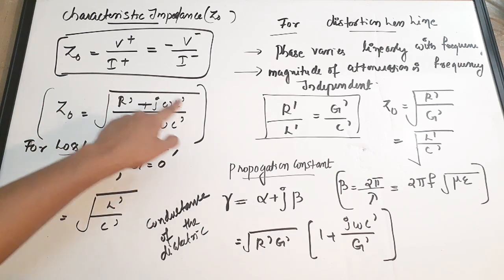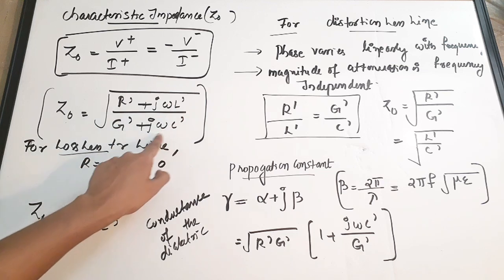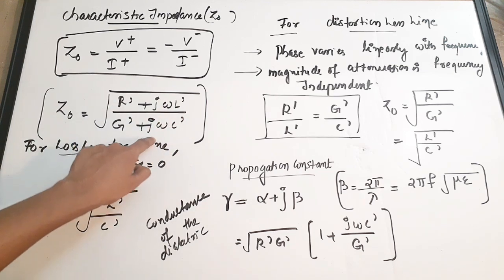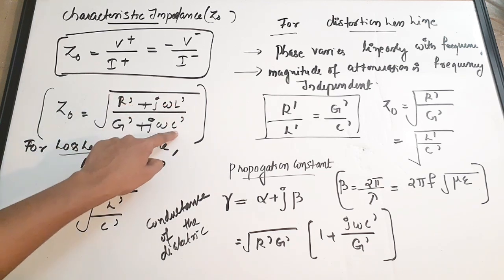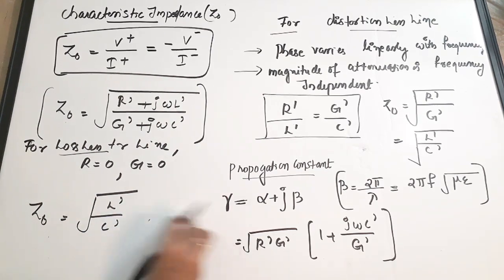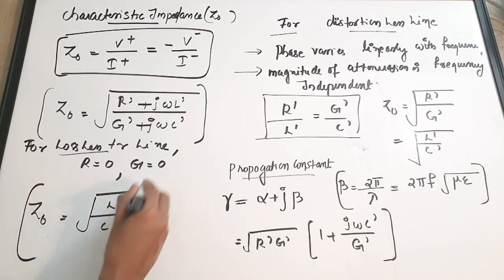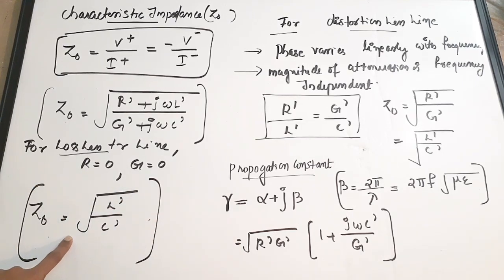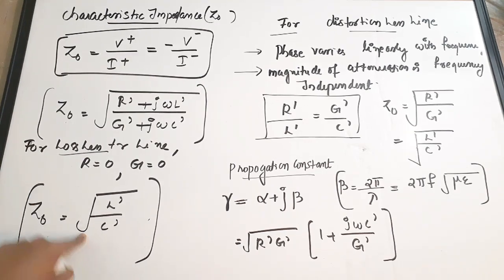These two terms will remain, right? j omega L' by j omega C'. j omega cancels and you will get L' by C', or you can simply write it as L' by C' also. So this is the equation for characteristic impedance of a lossless transmission line. This is very, very important in doing problems. So please note this down. Characteristic impedance of a lossless transmission line is square root of L' by C'.